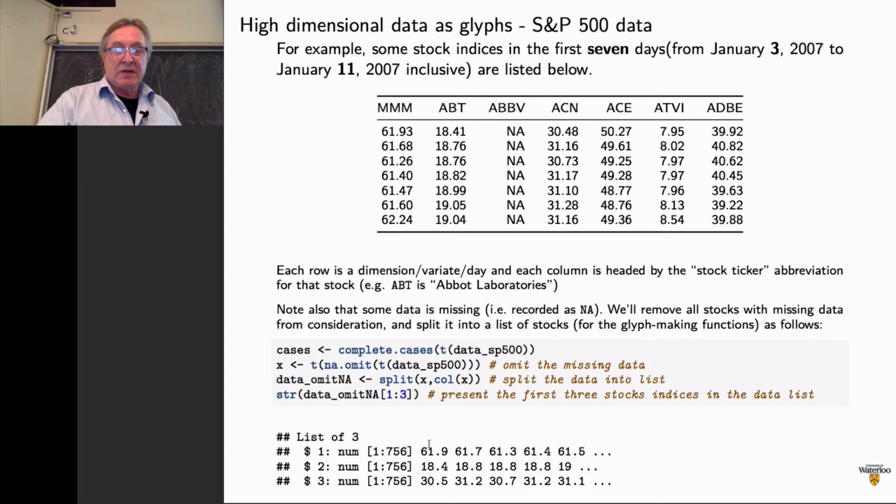So the first 3 stocks that I have here that don't have missing data are these ones: 61.9, 61.7, that's this MMM stock. Next one is 18.4, etc. That's the ABT. And you can go look these up on Wikipedia or S&P. So ABT is short for Abbott Laboratories, for example. Each one corresponds to a company. Okay.